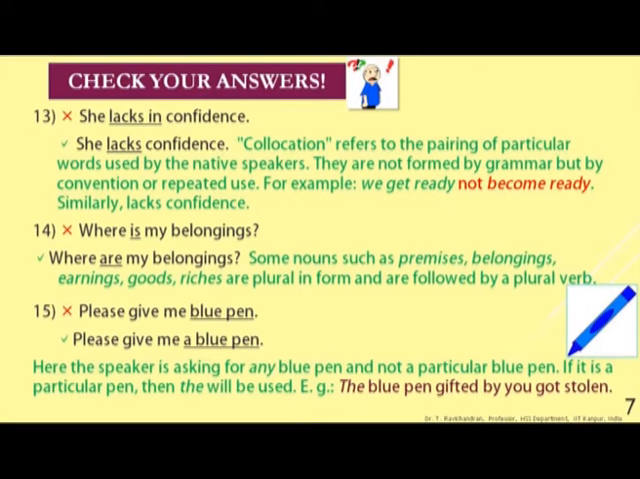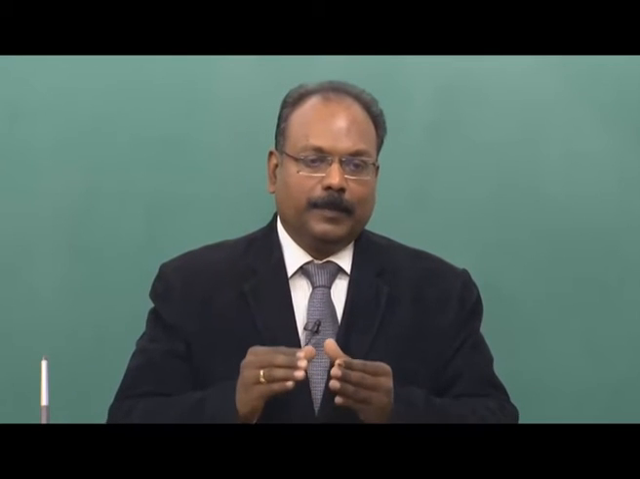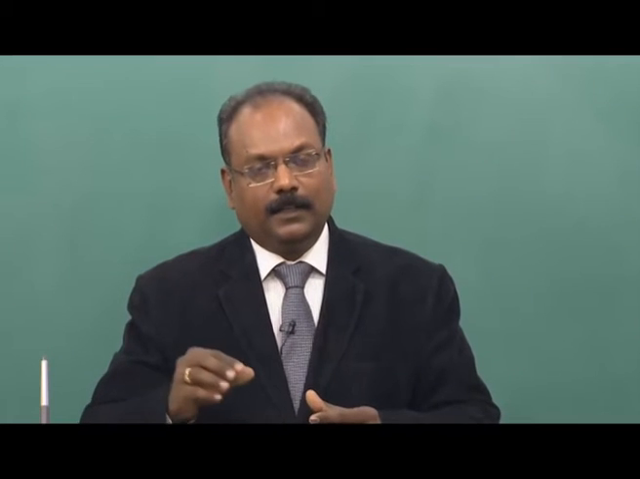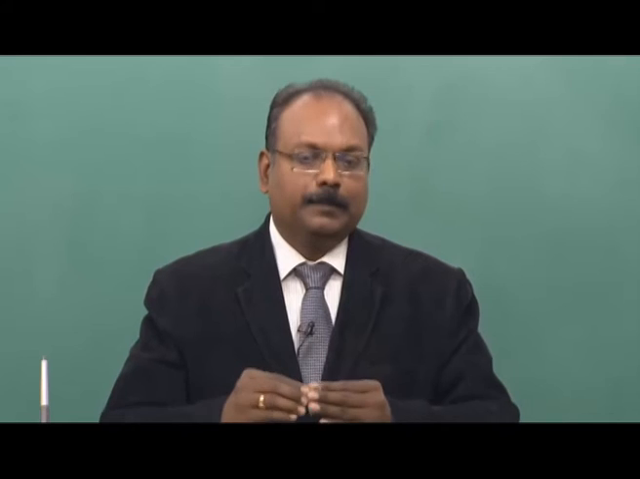15 is related to the use of articles. "Please give me blue pen." Now, when the person is requesting you to give a blue pen, the person is implying give me any blue pen that you have, not specifically asking about a particular one. When any is coming in the sense of asking for something, use the article a. So, "Please give me a blue pen." It can be any blue pen, but give me one, and I am not specifying any particular blue pen.